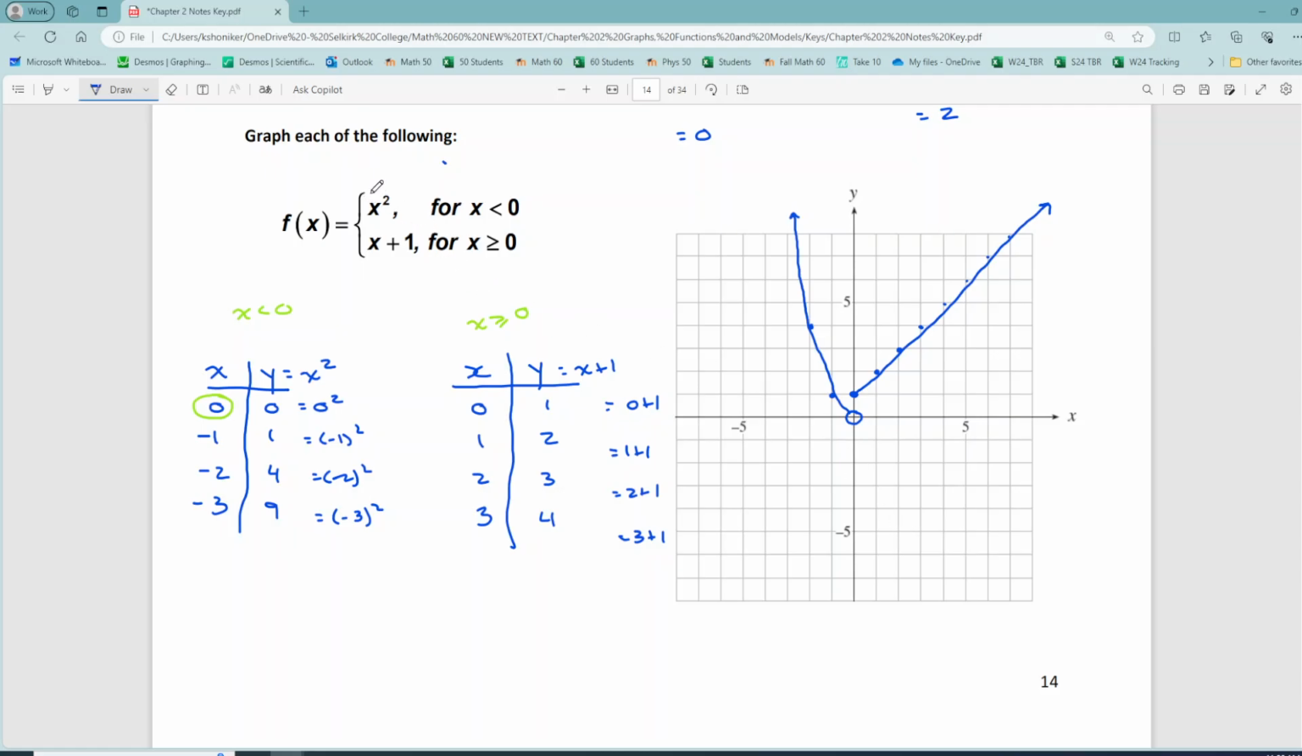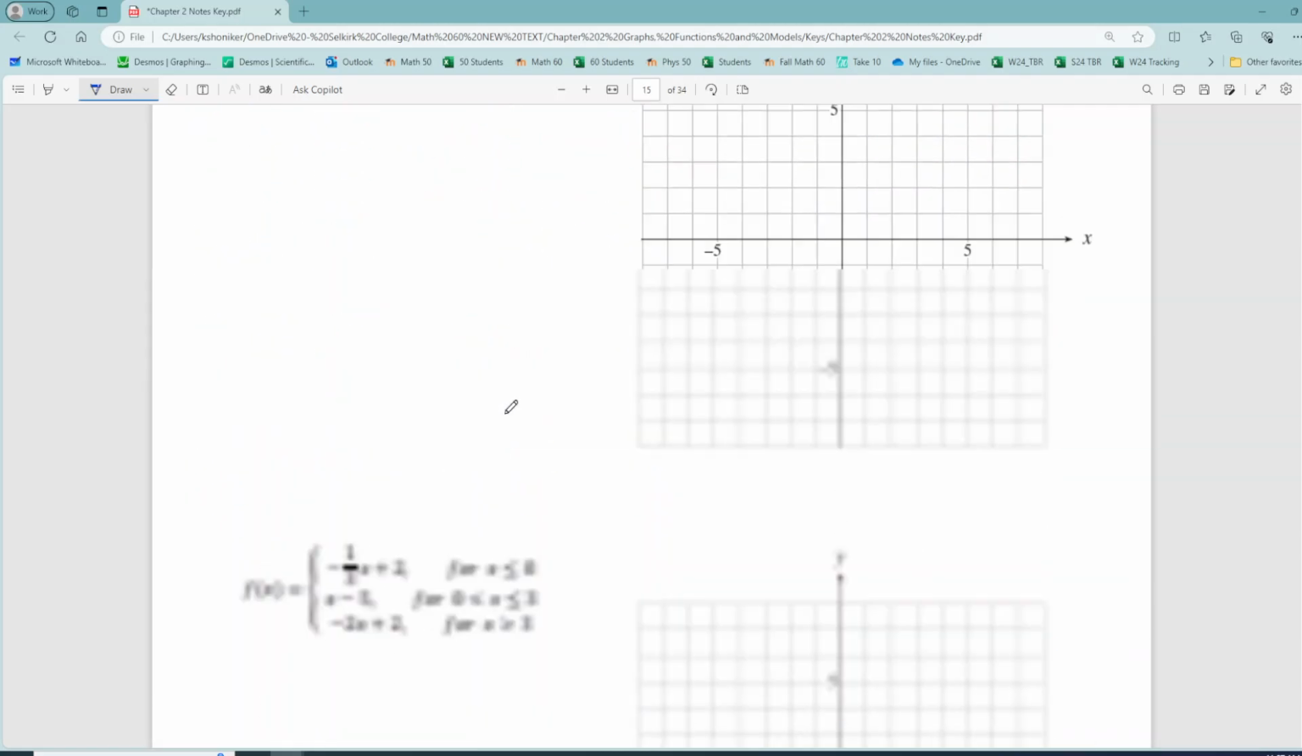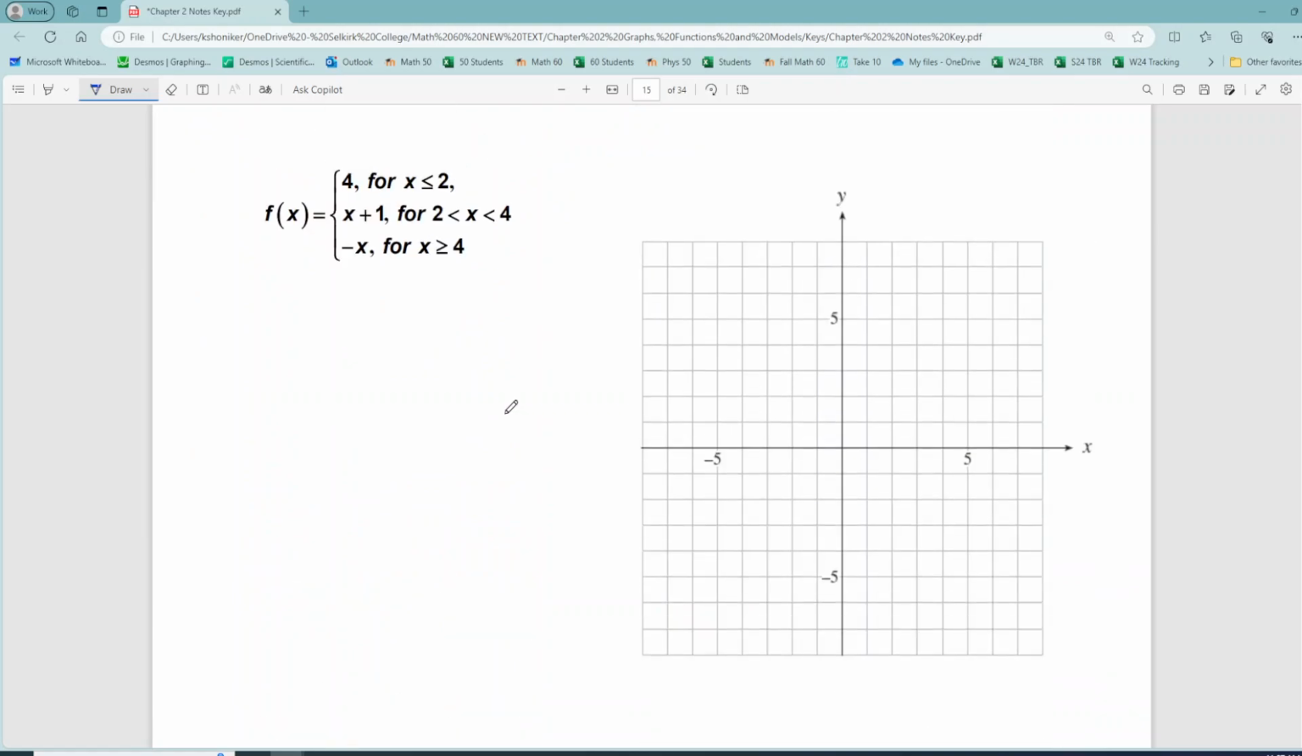So I have a quadratic function, expecting a parabolic shape, and then I have a linear function, expecting a line. The quadratic function was for x values less than 0, and the linear function was for x values greater than or equal to 0. All right, I have two more, so let's do one more together. So this time I have 3 pieces, so I'm going to draw 3 tables of values. I'm going to do them right off the bat here.